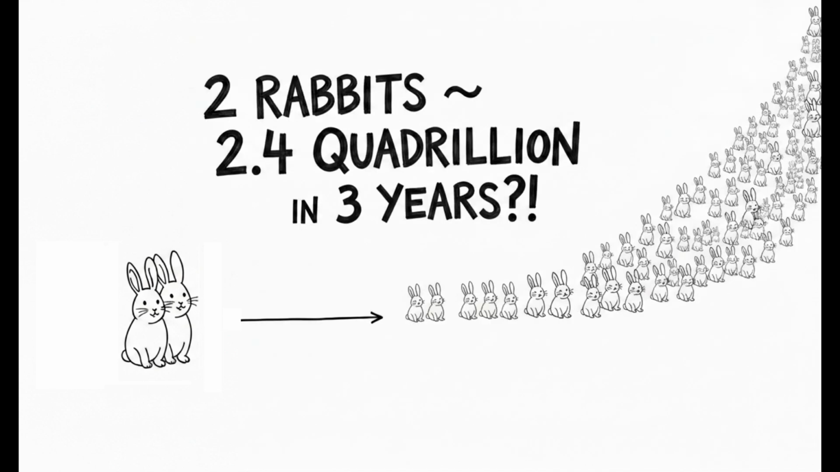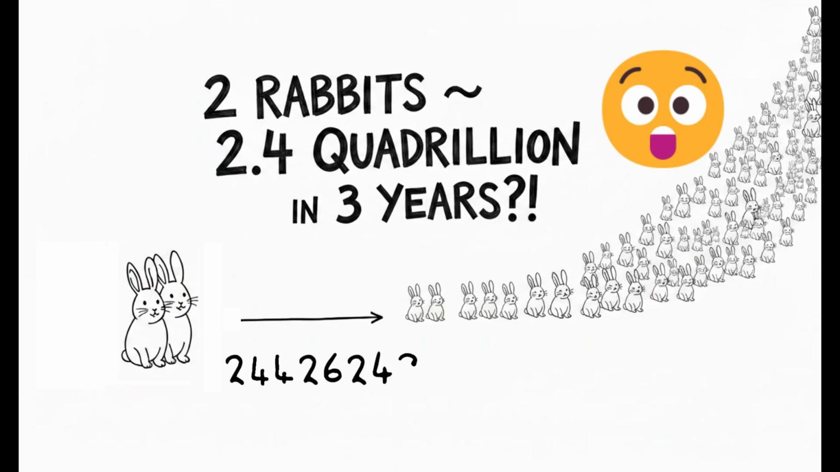Did you know that 2 rabbits could turn into over 2.4 quadrillion descendants in just 3 years? That's 2 quadrillion, 442,624,980,786,496 rabbit pairs.